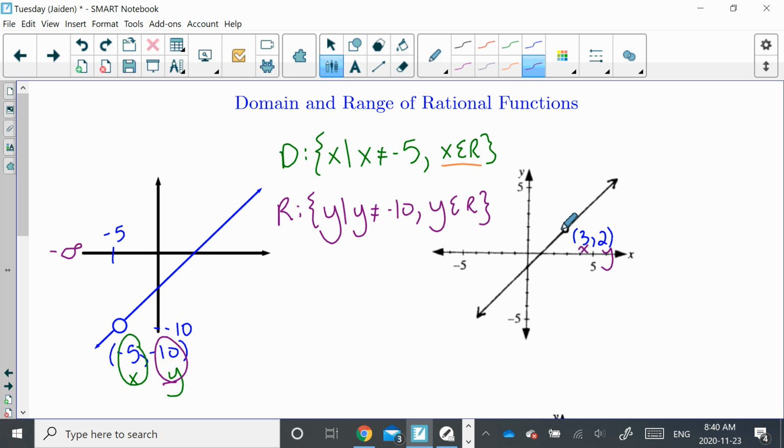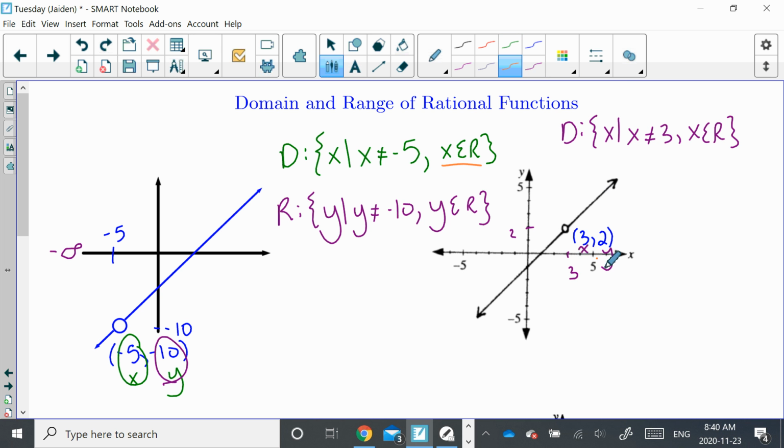There's a hole or a point of discontinuity at x is 3 and y is 2. So the domain of this graph in set builder notation is saying x is such that, tell me what x cannot be. It cannot be 3, but other than that, x belongs to the set of real numbers. X is any number except for 3.